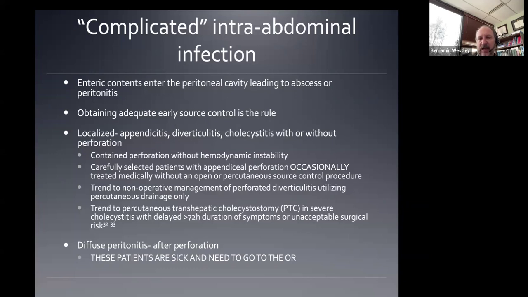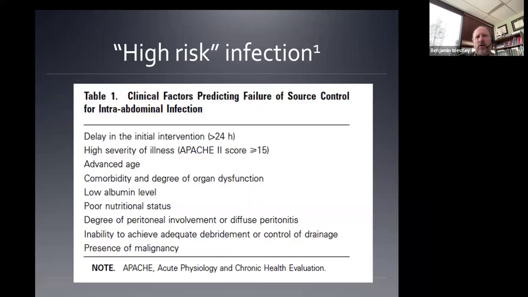If a patient is very sick, if they're septic and they have diffuse peritonitis, meaning their abdomen hurts everywhere you touch them, that's really an emergency, and those patients really need to go to the operating room. High-risk infections are patients that are more complex or severe, and these we treat as severe infection rather than mild infection when we pick antibiotics.